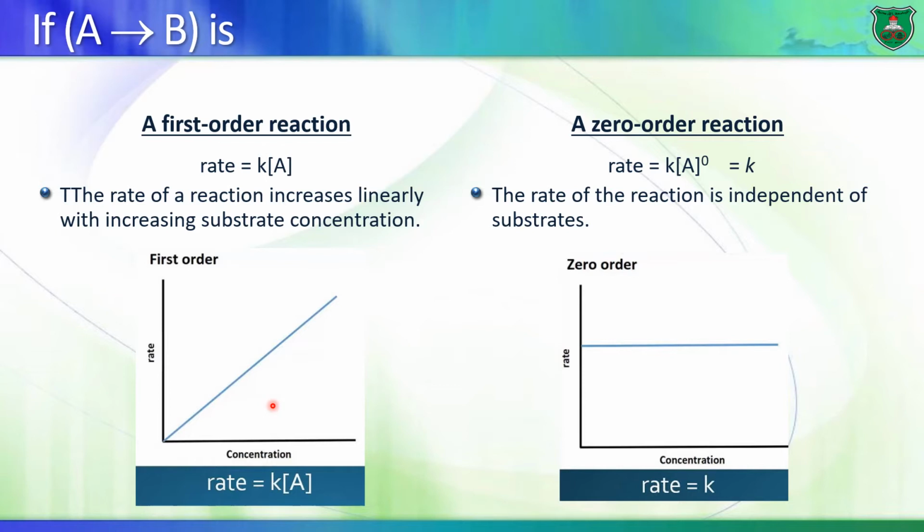Now for some other reactions, regardless of how much A you have as a reactant, the rate of the reaction is not affected. So it's basically a straight constant line that does not differ with the concentration of A. This is known as a zero order reaction because there is nothing that affects the rate of the reaction, in terms of A, that is.